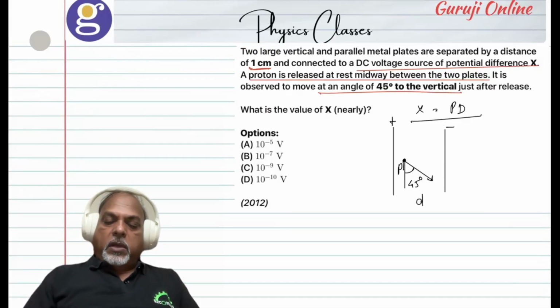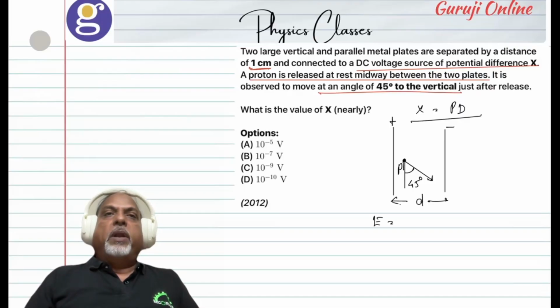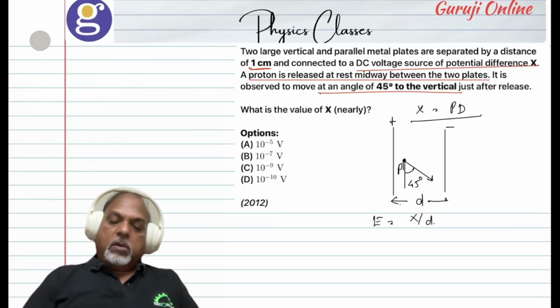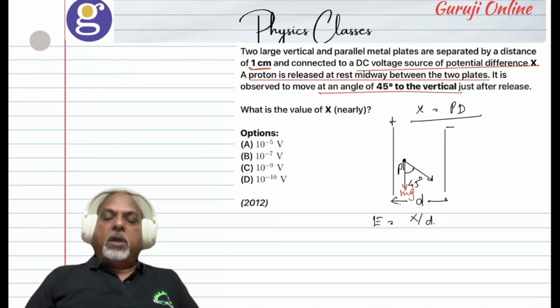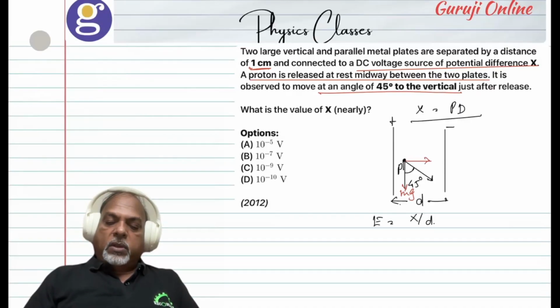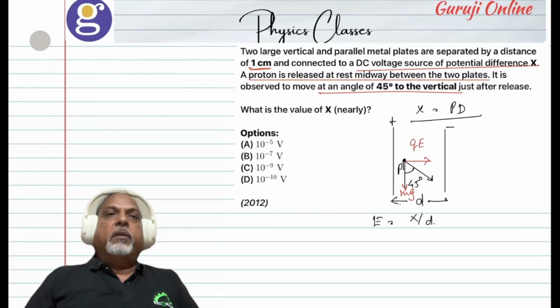D is the distance, suppose. Then what is the electric field between these two plates? That is X by D. Correct? Now this proton also has mass, so there will be a gravitational force acting, mg, and another force will be the electrostatic force, that will be Q into E. I hope this is clear.